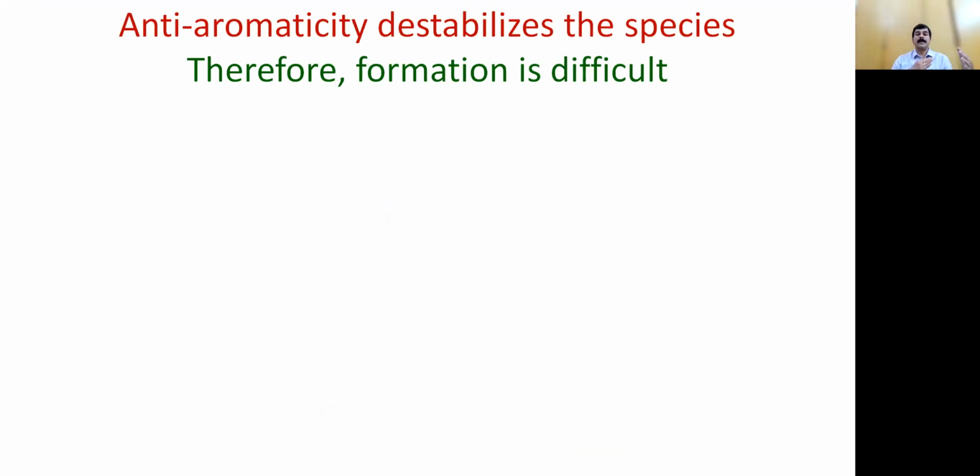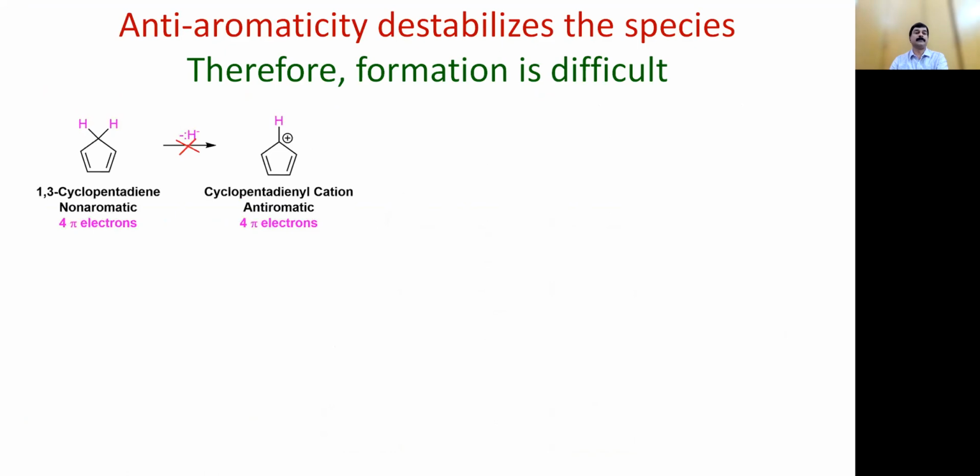Whereas aromaticity will stabilize the carbocation, the exact opposite thing will happen for anti-aromaticity. Anti-aromaticity will destabilize the carbocation. That's the reason why, whenever there is a possibility of formation of an anti-aromatic species, that is least preferred.